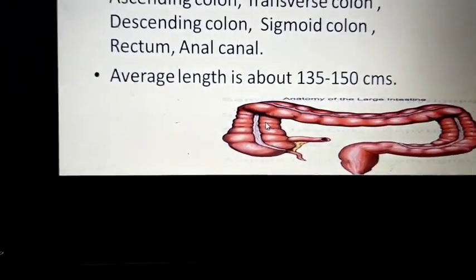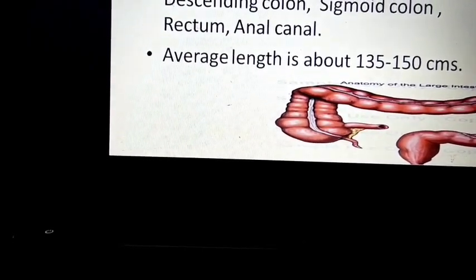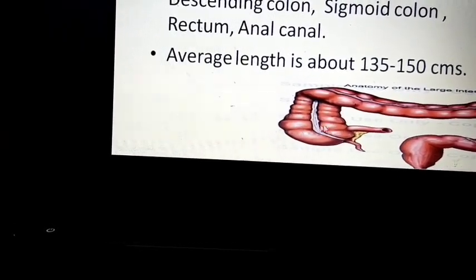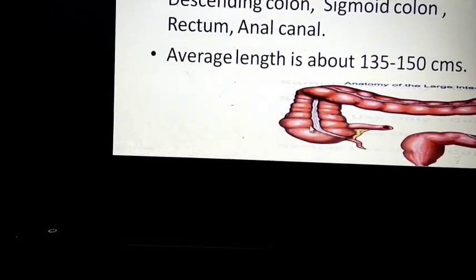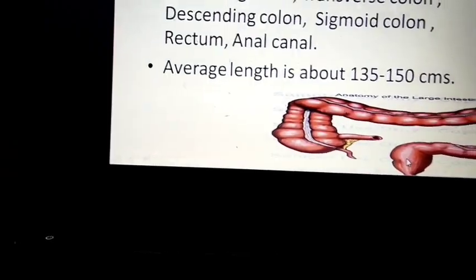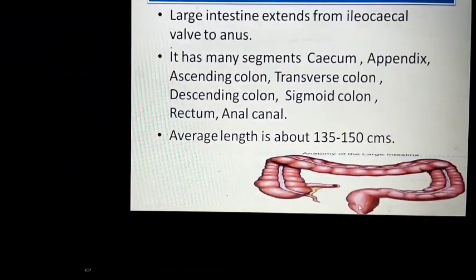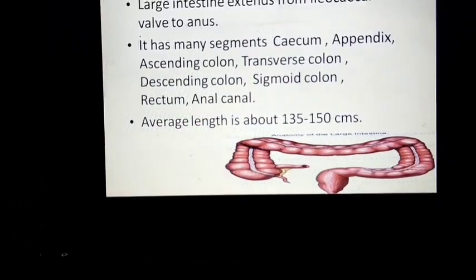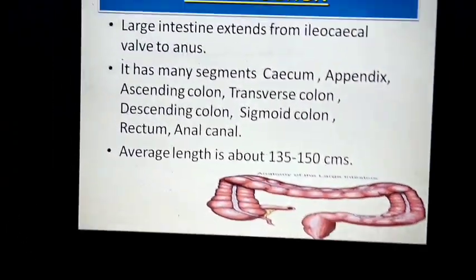The most dilated parts of the large intestine are the rectum and the cecum. The cecum is 8 centimeters wide. There is only one cecum. It has more breadth than length. The rectum is straight. The average length of the large intestine is 135 to 150 centimeters, or 1.5 meters. Now you can go to the next slide.